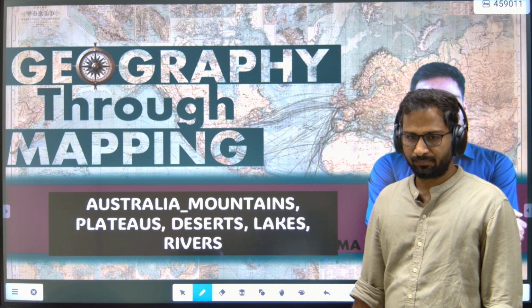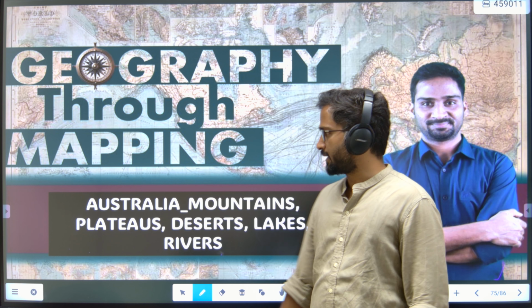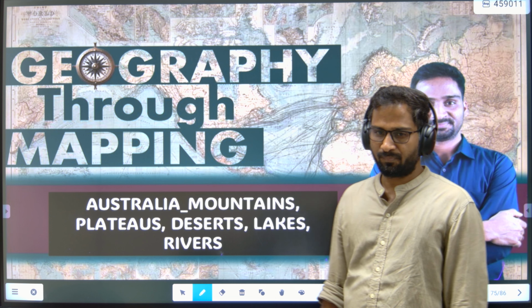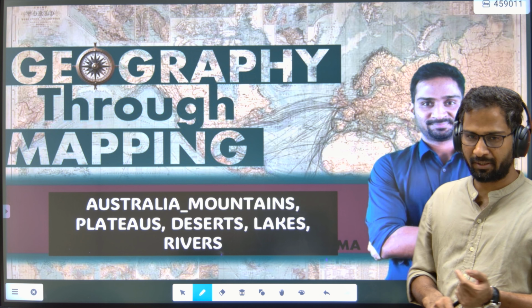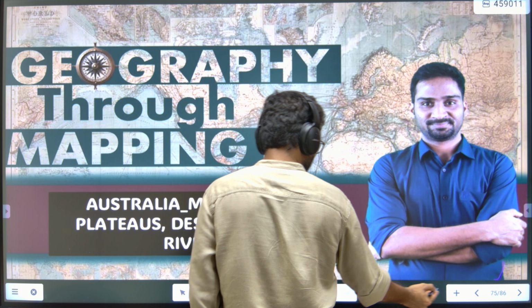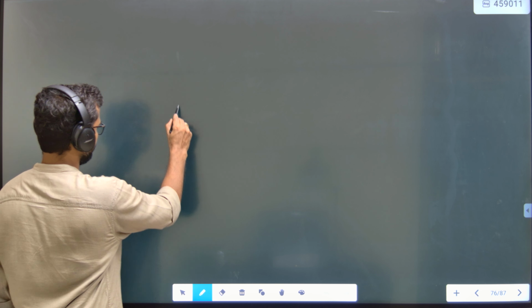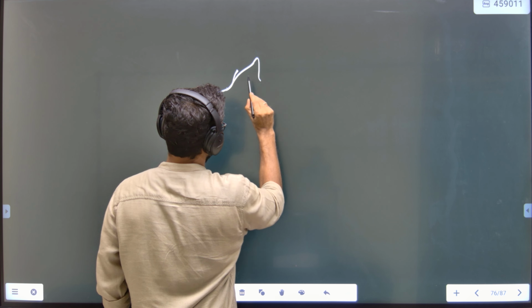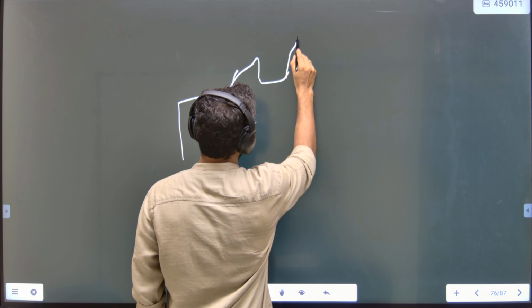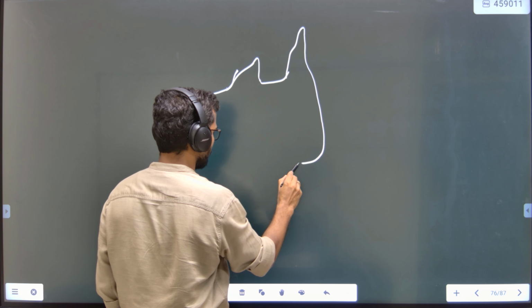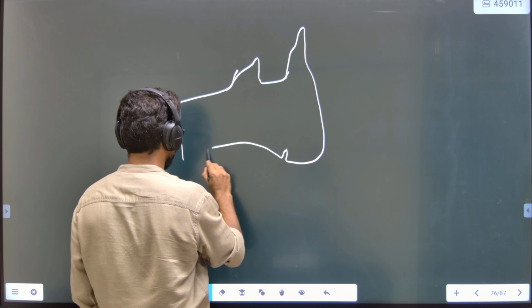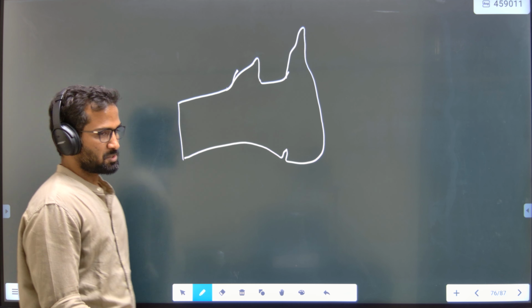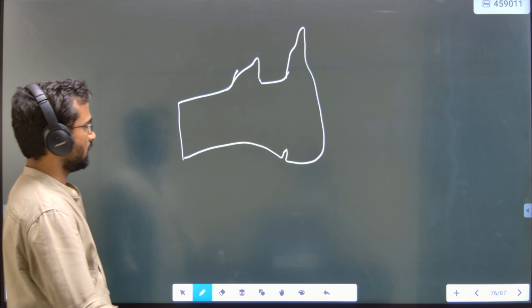Hello everyone. We are discussing the continent Australia. In this video, we'll talk about the mountains, plateaus, deserts, lakes, and the rivers of the continent. So let's draw the map first. This is broadly the representation of the Australian continent.